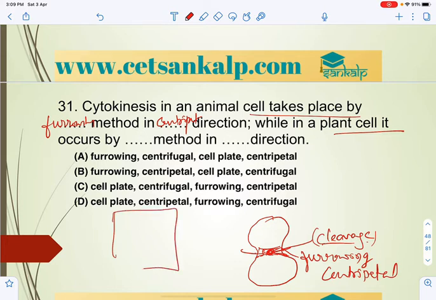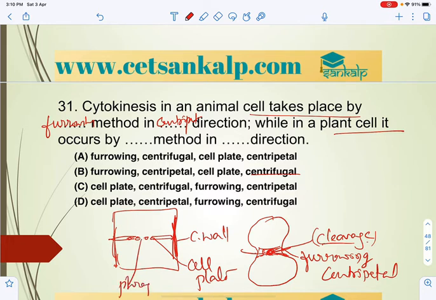And in the case of a plant cell, there will be a plasma membrane and the cell wall, which is very rigid, so it can't form a furrow. So the Golgi vesicles are going to form a phragmoplast, and that is going to extend outward, towards the periphery, which is called centrifugal. So this is the formation of the cell plate. These vesicles are called phragmoplast, and those later develop into the cell plate, and that cell plate is going to move towards the periphery, that is, cell plate and centrifugal.